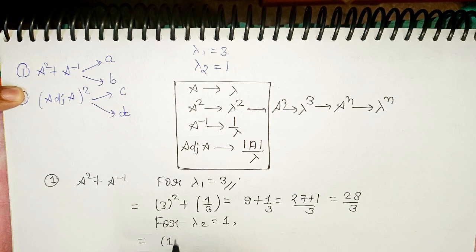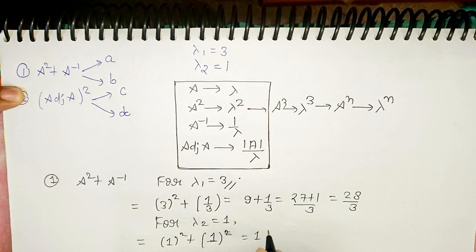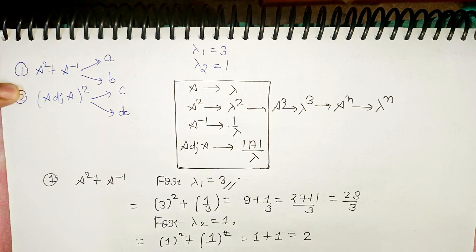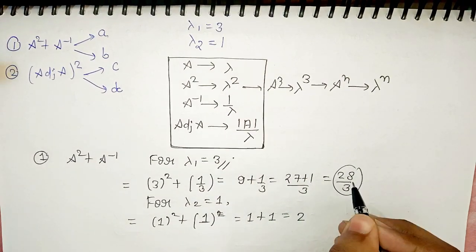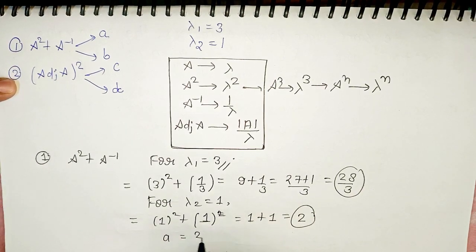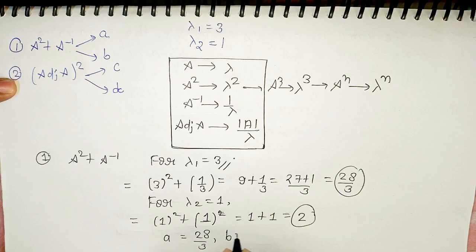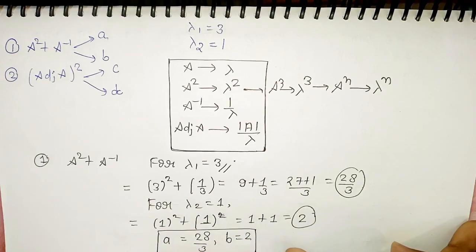फिर हम करेंगे फॉर लैम्डा 2 इक्वल्स टू 1 के लिए, तो ये क्या आ जाएगा, 1 का स्क्वायर प्लस 1/1 जो कि 1 ही होता है, इज इक्वल टू 1 + 1 एंड दिस इज इक्वल टू 2। और यहाँ पे आपको बोल रखा है कि A जो है वो B से बड़ा है, तो A की वैल्यू ऑब्वियसली 28/3 होगी और B की वैल्यू जो होगी वो 2 होगी, यानी कि A इज इक्वल टू 28/3 एंड B इज इक्वल टू 2। ये निकल गया, फाइन.